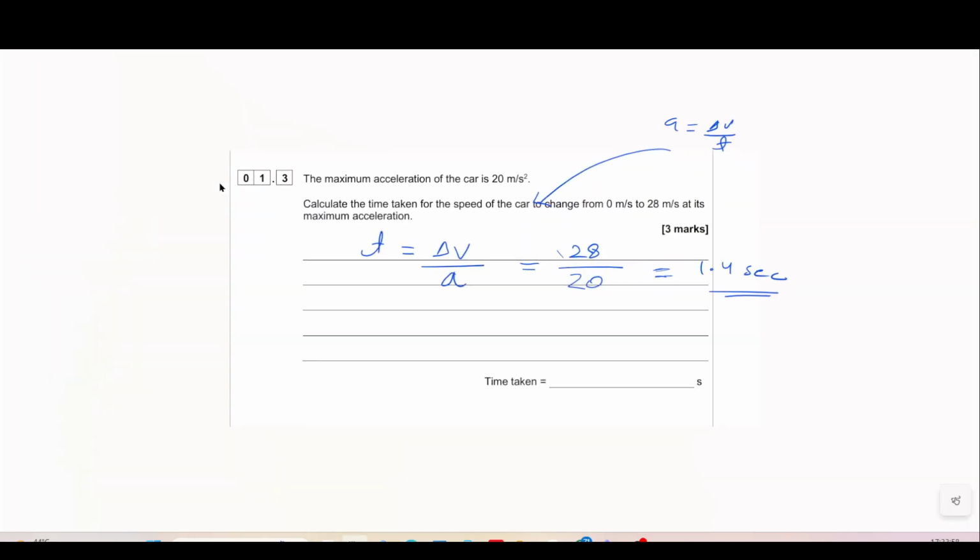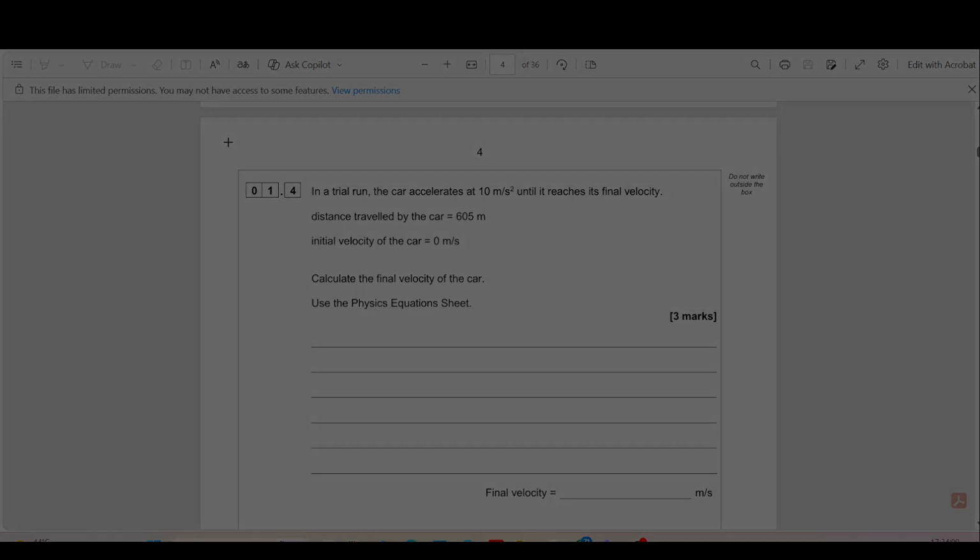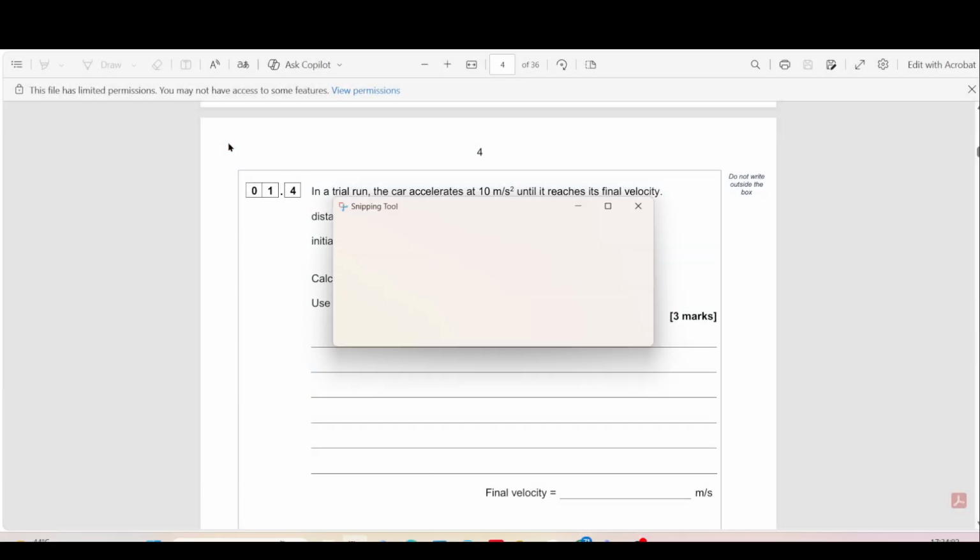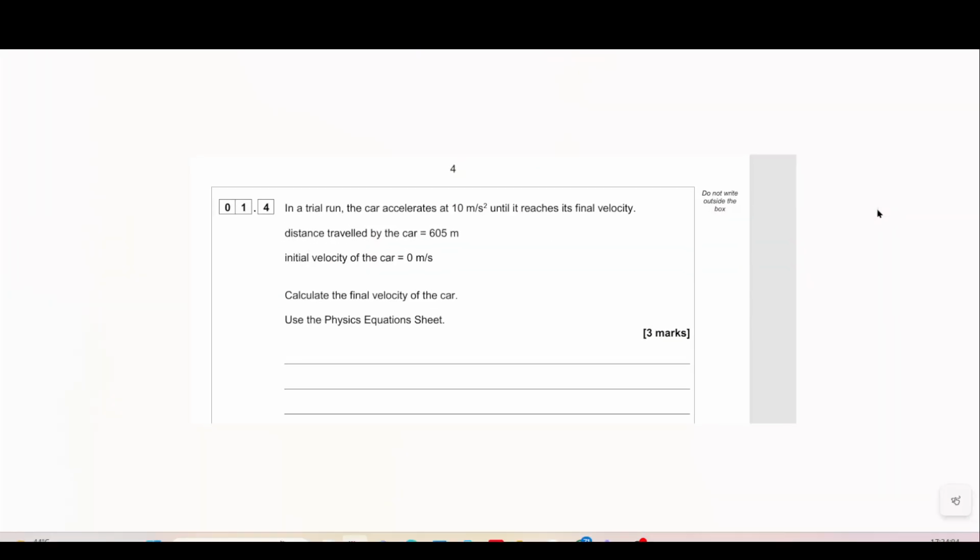Next question. In a trial run, the car accelerates at 10 meters per second squared until it reaches its final velocity. Distance traveled by the car is 605 meters. Initial velocity of the car is 0 meters per second. Calculate final velocity using the physics equation sheet. So you want distance and velocity.